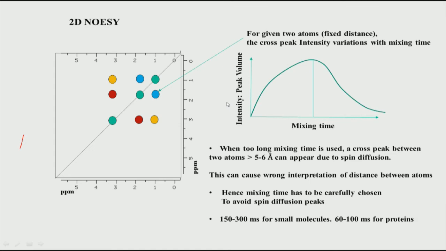So, this brings an end to the 2D NOESY experiment. We will continue in the next class with the next experiment in two-dimensional NMR, that is 2D ROESY.